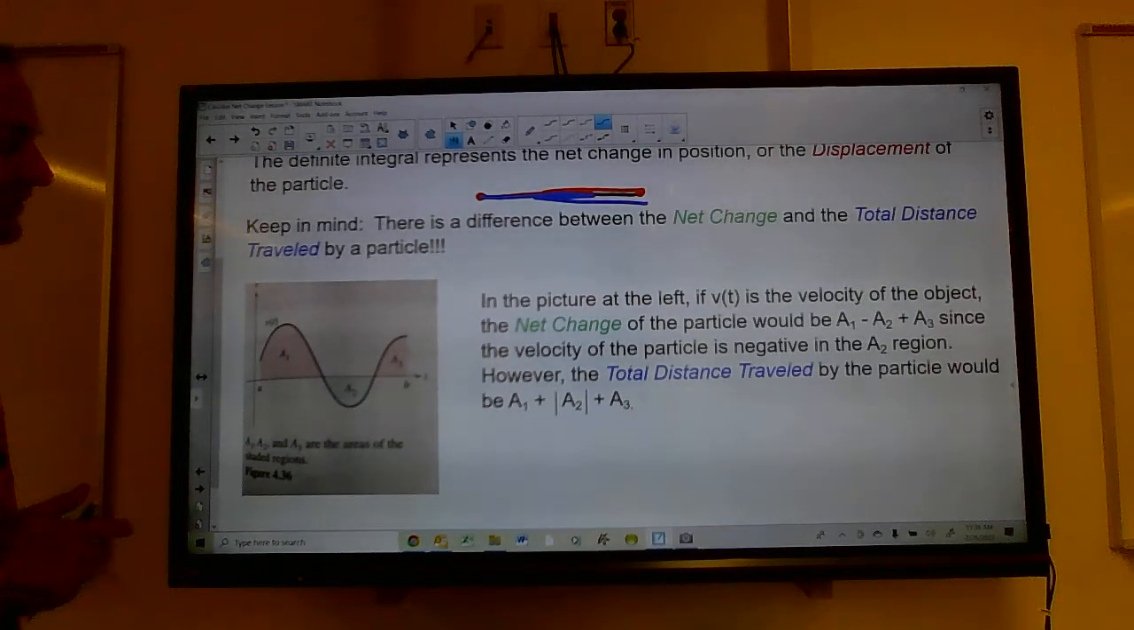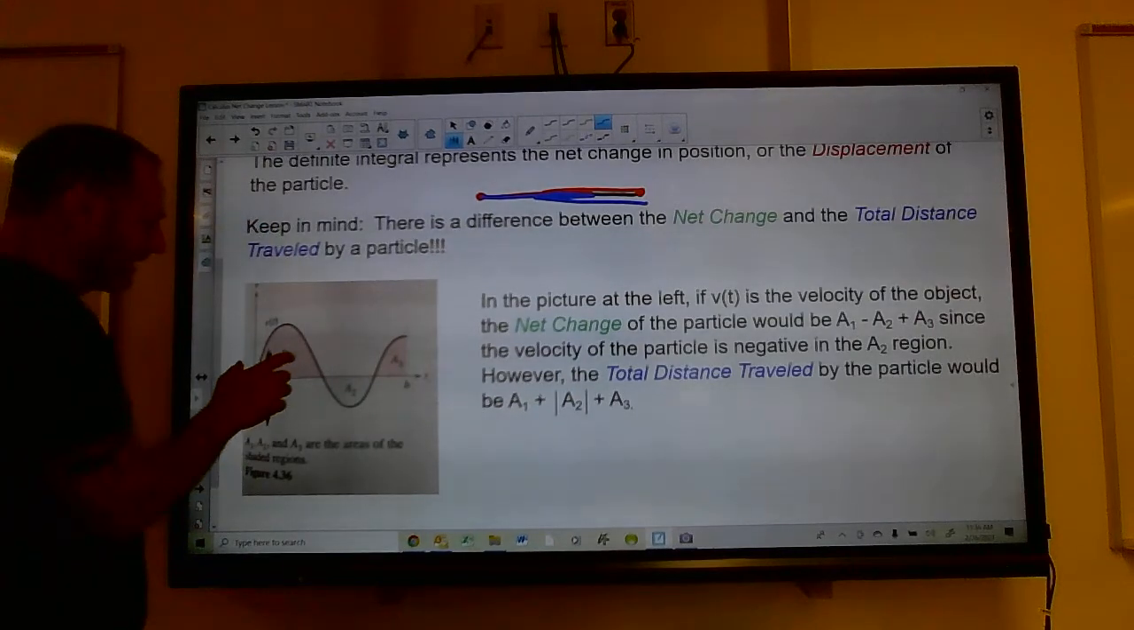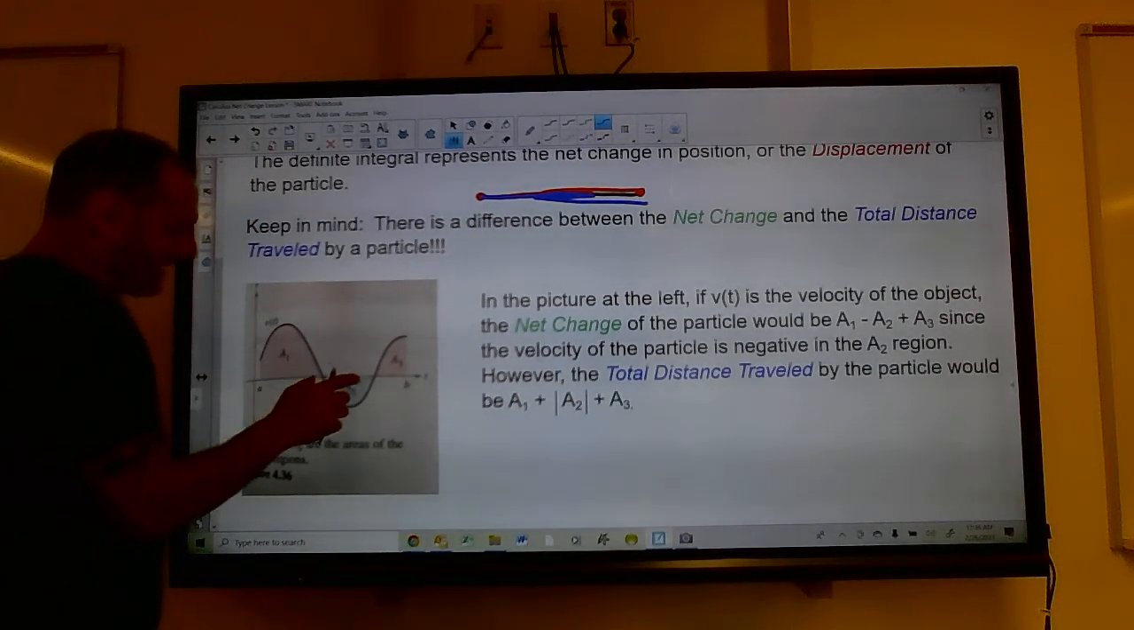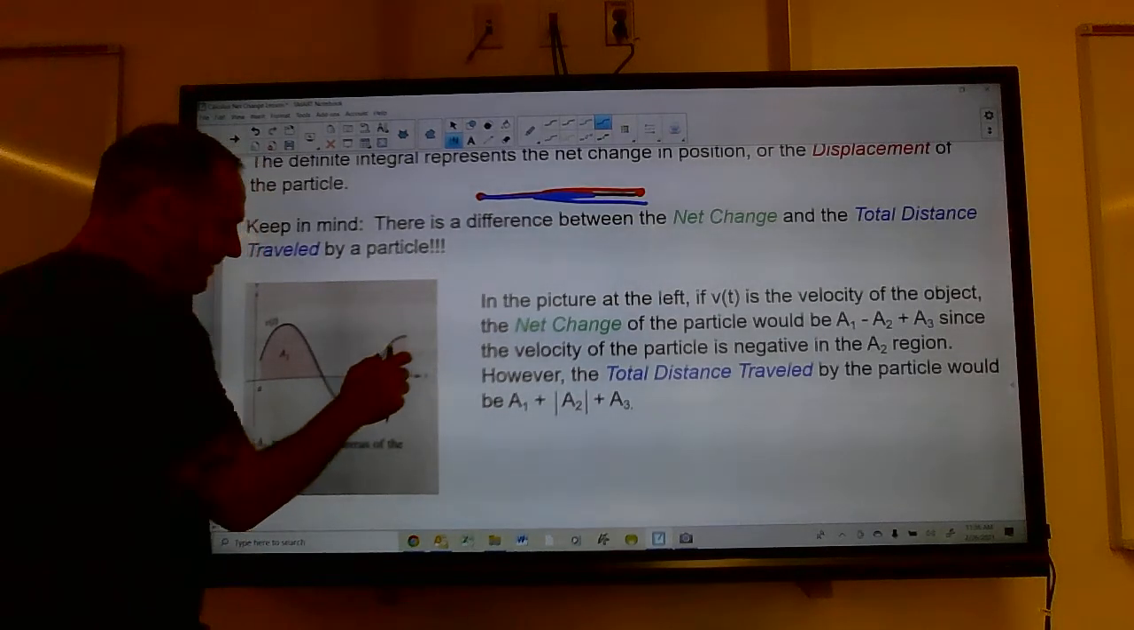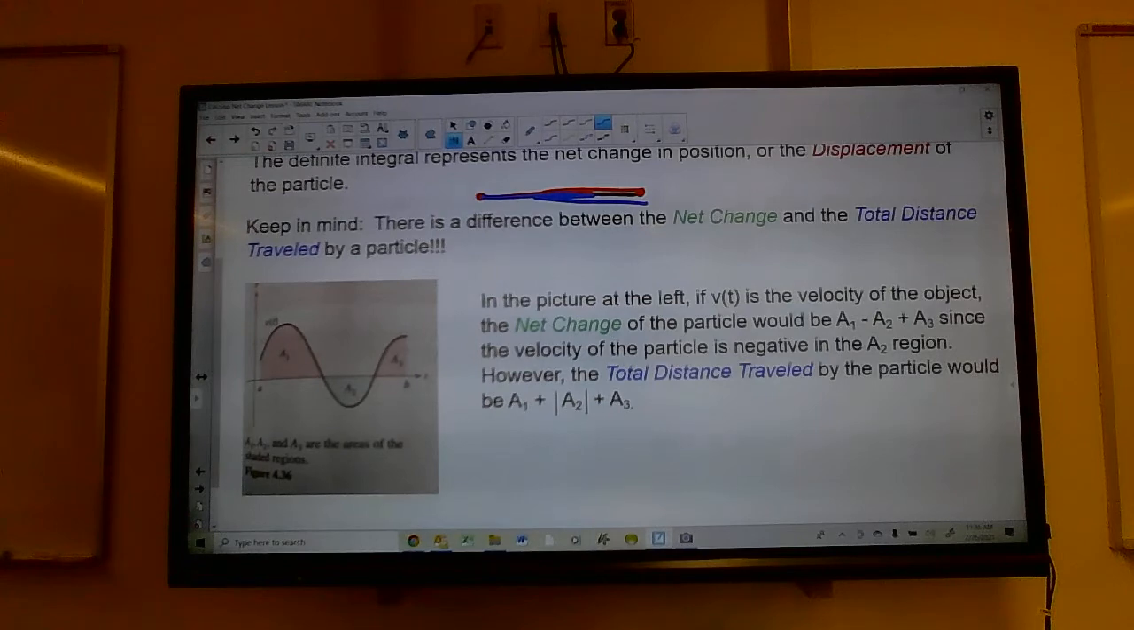But if I want the total distance, I need to take the area of this, take the absolute value of this, and add that, and then add the third. So they're going to be two entirely different things.